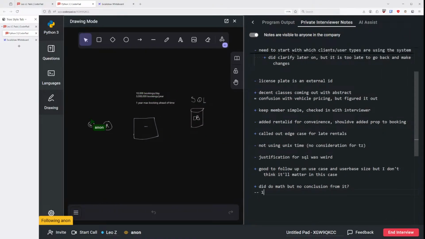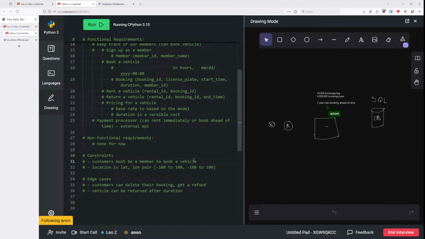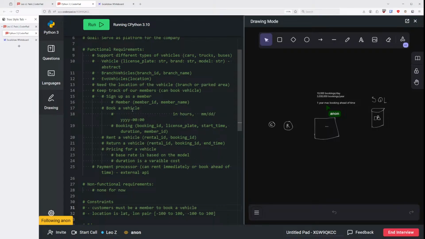Then that would be 1, 2, 3, 4, 5. Is it fair to assume that a booking is, let's say, 10 megabytes? I think that's a bit big. I think an attribute is probably a bit less than that. How many properties do you have in a booking? We have booking ID, license plate, start time, duration, and member ID. So five. And what types are they?